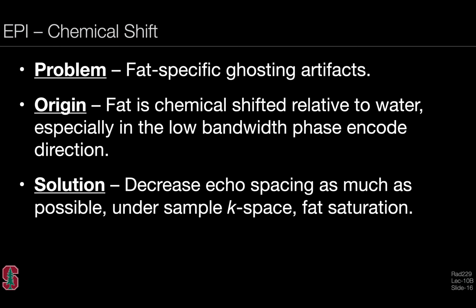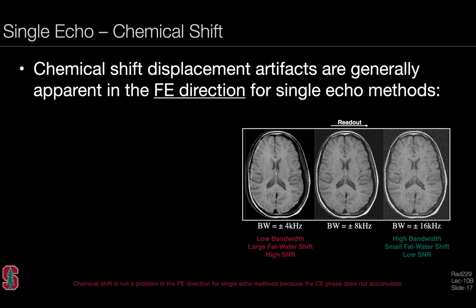The solution overall is to decrease the echo spacing as much as possible. That's true of many EPI problems, and also to undersample k-space as much as possible. And if that's still not enough, then fat saturation methods should be considered. We won't talk about fat saturation methods in this lecture, but they are an important component to a lot of EPI protocols. And so let's recall back to just single echo chemical shift effects.